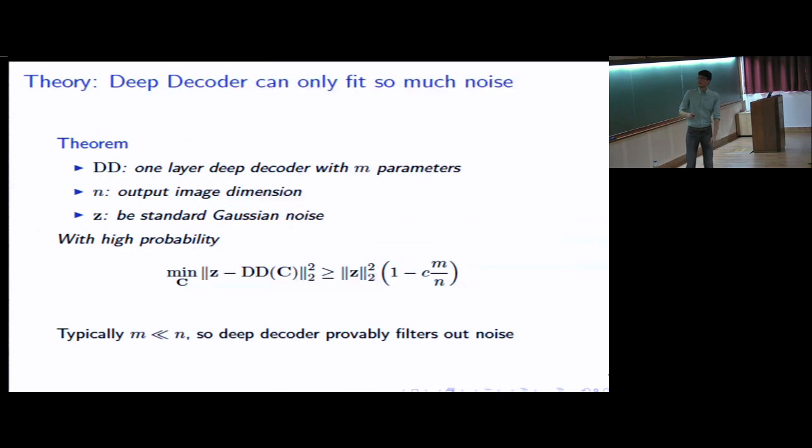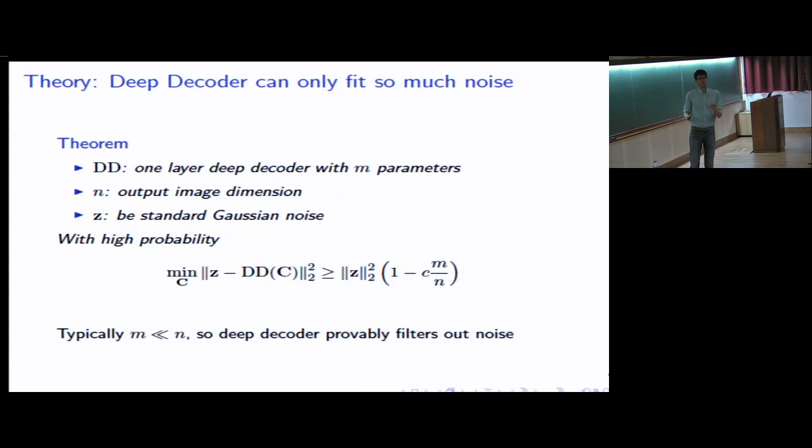So let's set the stage. Let's say we have a one-layer deep decoder, and it has m parameters. That's the number of coefficients in all those pixel-wise linear combinations. Let's say the output has dimensionality n, and let z be standard Gaussian noise. That is to say, you're trying to fit a purely noisy image, and we're calling that image z. The claim is that with high probability, the best that a deep decoder can do at representing z is pretty bad. The norm of the minimum deviation from it is 1 minus something like m over n times the norm squared of z.